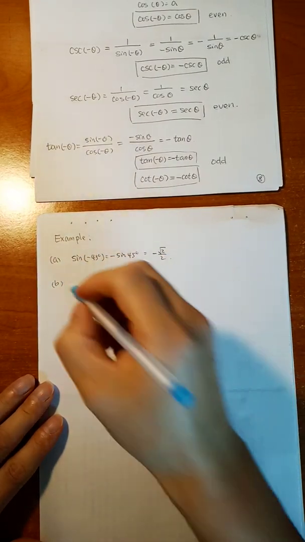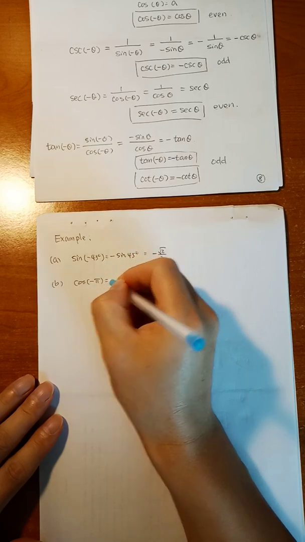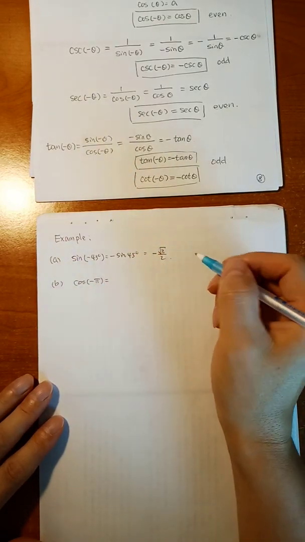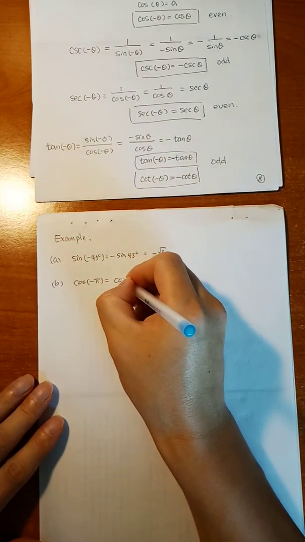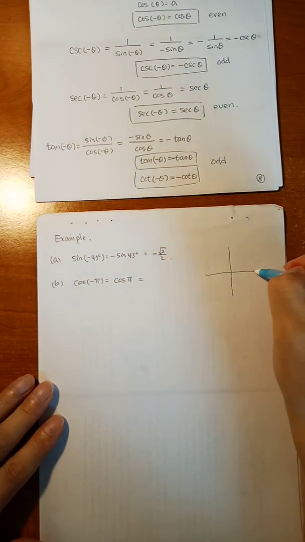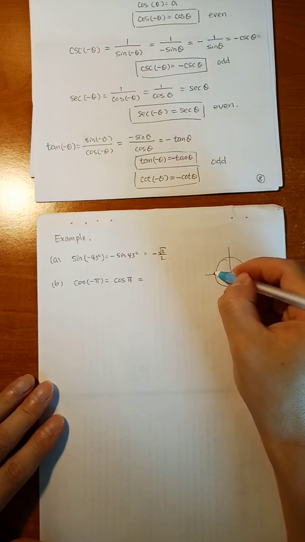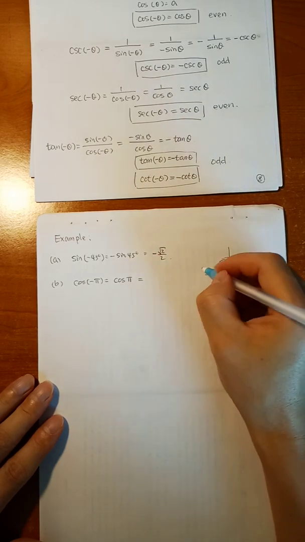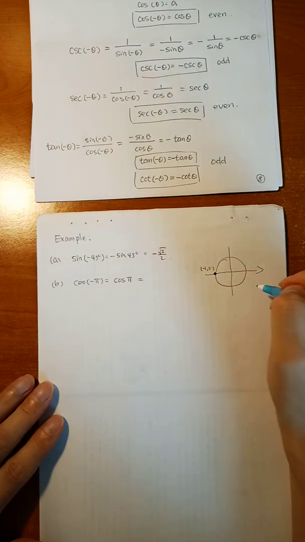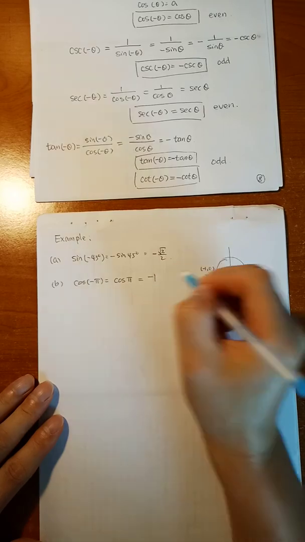B. Cosine negative pi. Cosine is an even function. It's equal to cosine pi. Recall that pi corresponds to the point here, which is -1, 0. Cosine is related to the x-coordinate. It's equal to -1.